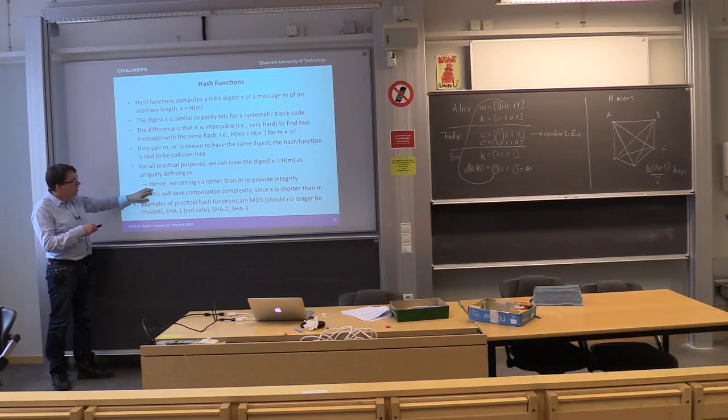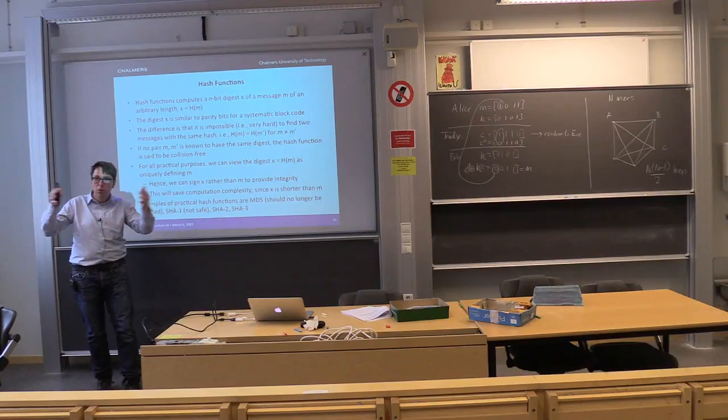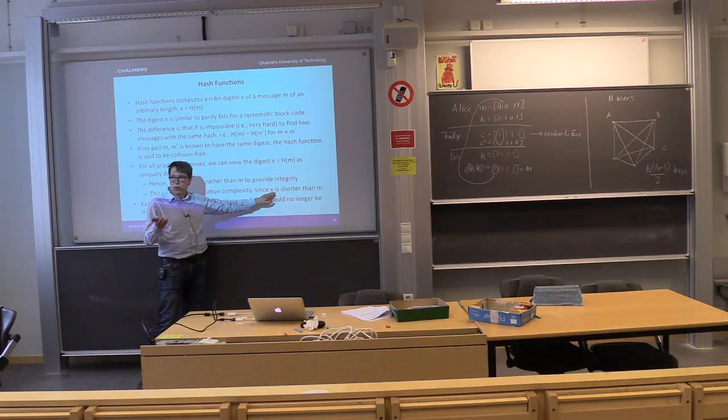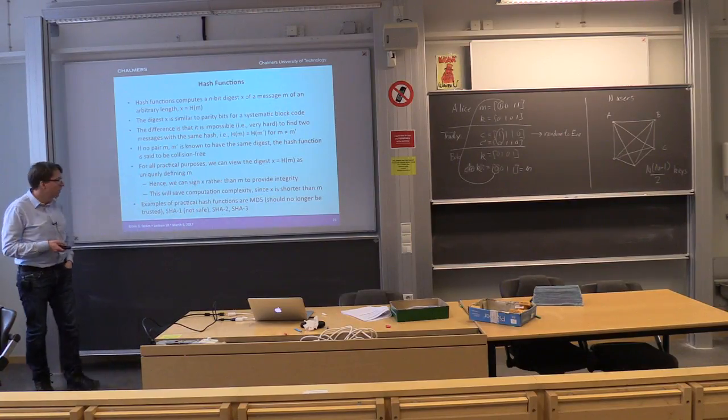So we can sign x rather than m in order to prove integrity. And this will save computational complexity because x is much shorter than m. So m could be this Microsoft OS update, hundreds of megabytes, and x here could be 256 bits. So going through the signature procedure and verification procedure on x is much easier than on m.